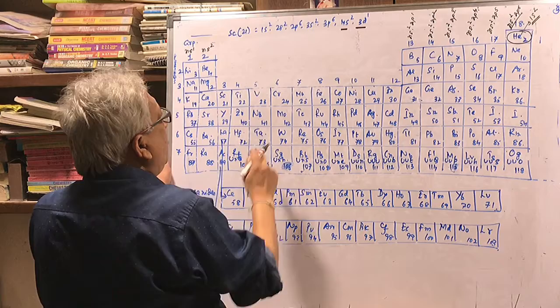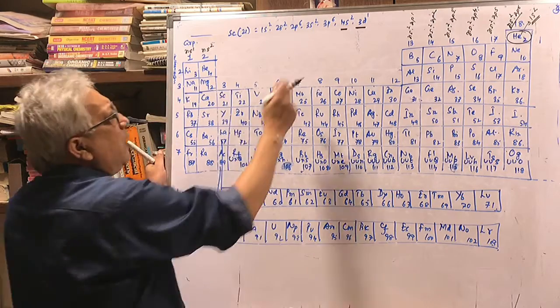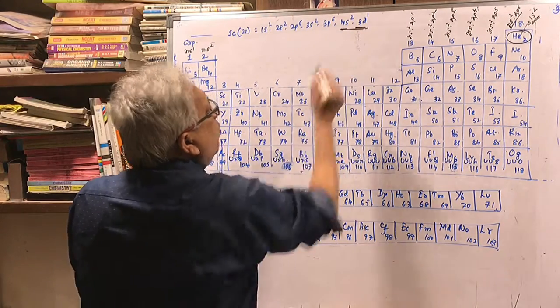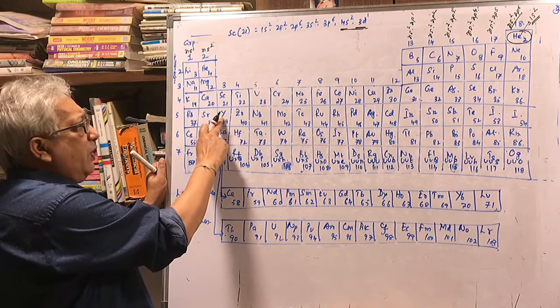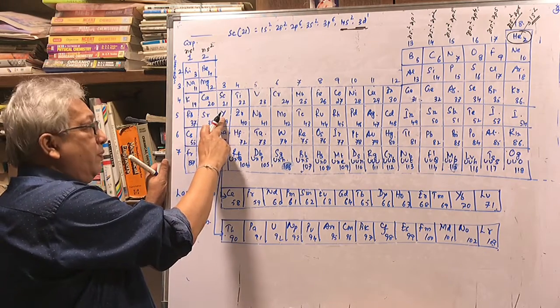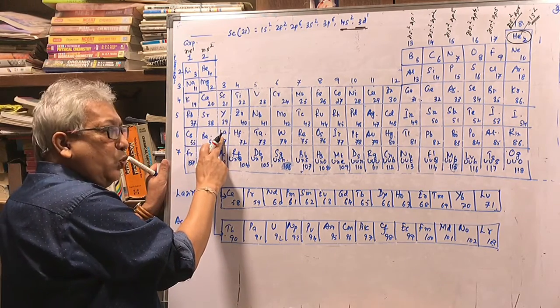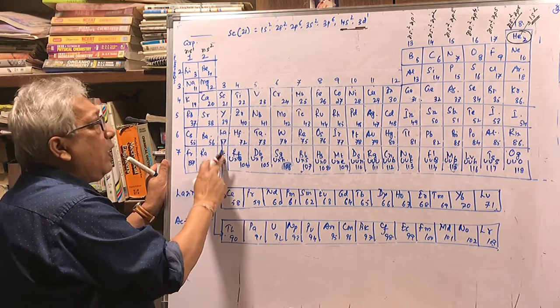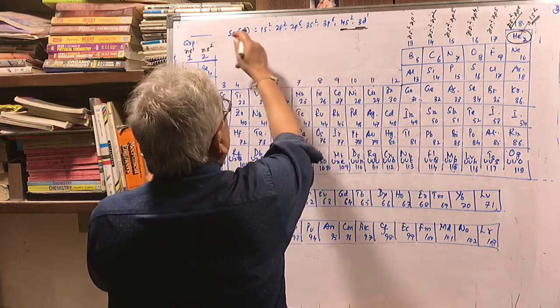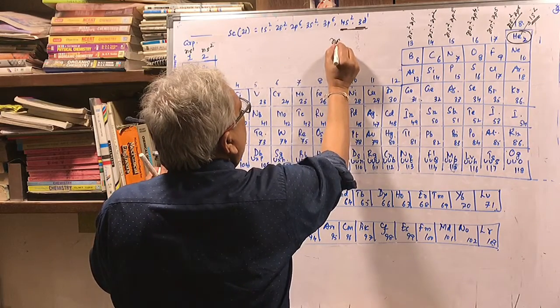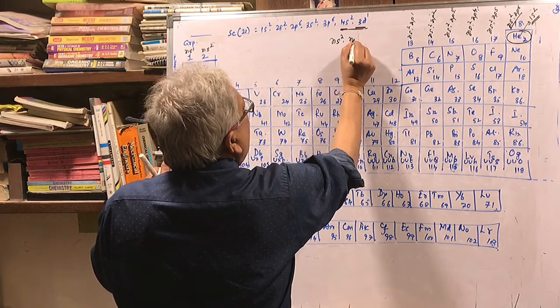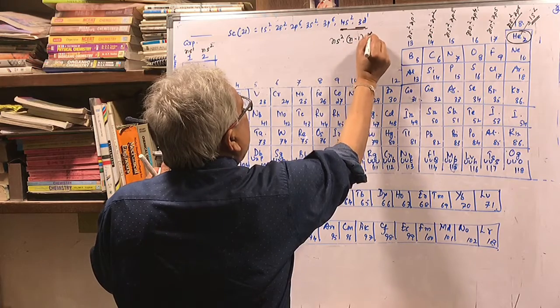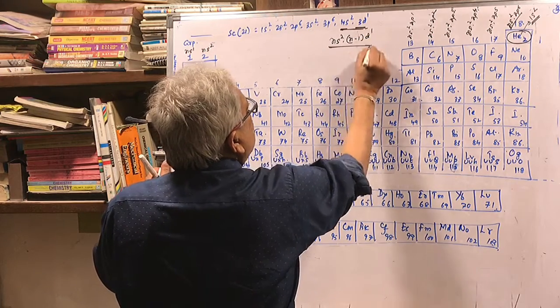So the configuration will be 4s2, 3d1. For yttrium, it is 5s2, 4d1. This will be 6s2, 5d1, 7s2, 6d1. In other words, the common outermost configuration will be ns2, (n minus 1)d1. Is that clear to you?